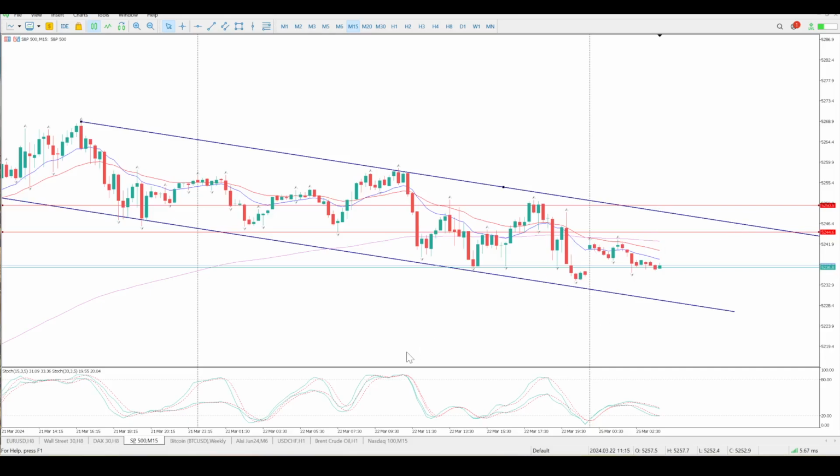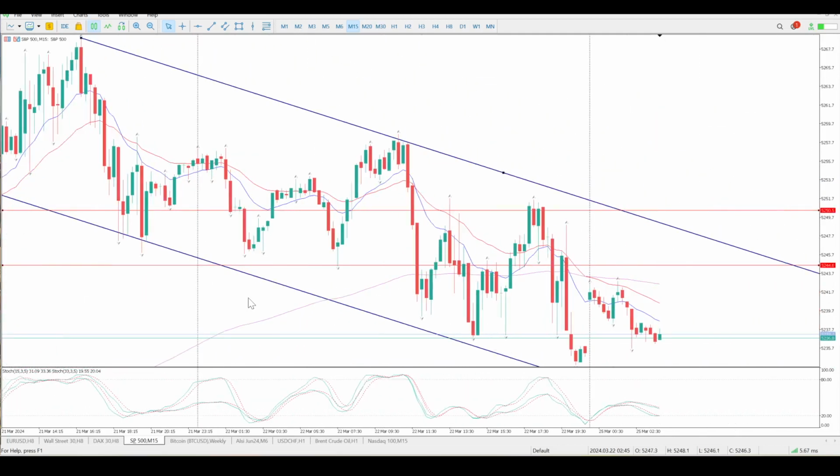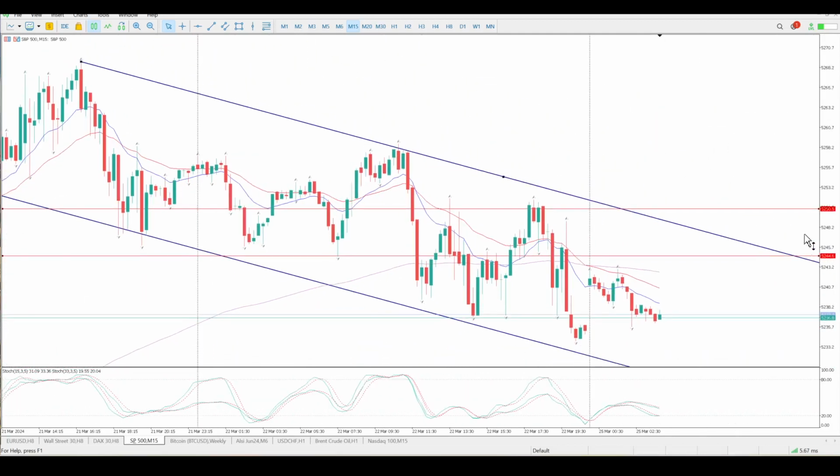Definitely not looking to buy off the bottom here. There is no structure, as you can see. There's lots of gaps here. Closest structure is all the way down at 5200. So yeah, it's a wait and see game again today.